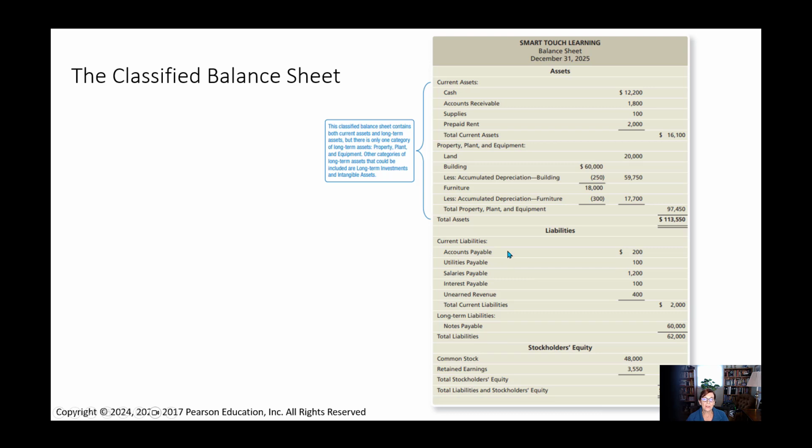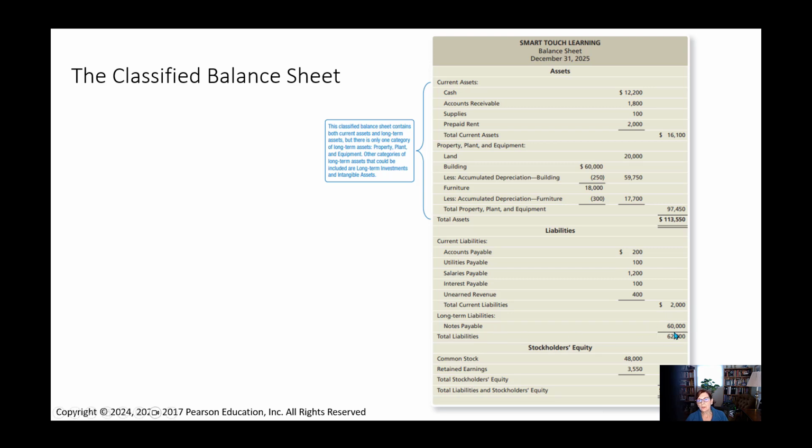Now let's look at our current liabilities. So our current liabilities are things you would expect to see here: accounts payable, utilities payable, salaries payable, interest, and unearned revenue. So all of those will be discharged within a year. You add up your total current liabilities, put them over here, and then we only have one long-term liability, which is note payable. Now notes payable can actually be short-term also, so you have to be careful, or current also, but here we have a long-term note payable. A lot of notes are long-term, things like mortgages.